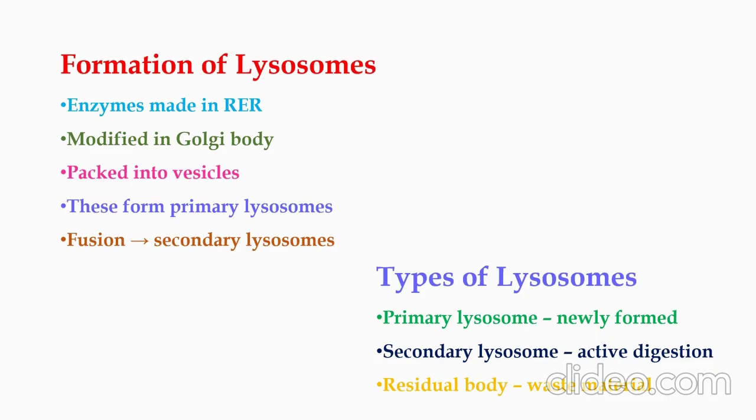Then types of lysosomes. Primary lysosomes are newly formed and contain digestive enzymes, but they have not yet participated in digestion. Secondary lysosomes are formed when primary lysosomes fuse with phagosomes, pinocytic vesicles, or autophagosomes, and these are the sites where active digestion takes place. After digestion is completed, undigested waste materials remain in a structure called residual body. These residual bodies may be expelled from the cell or may remain inside the cell for a long time.